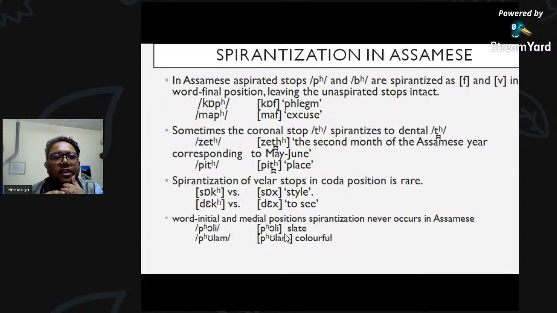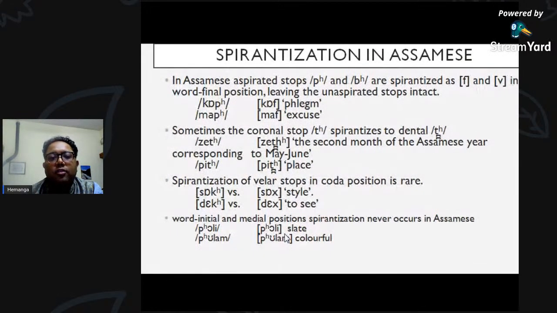So now you can see here, if something ends at cough, map, it turns into cough, muff. But sometimes like pit, it also becomes like the sock. Sometimes aspiration of aspirated stops in the coda position is rare. Sock, some people say sock. Deck, they say dech. The word initial and medial position aspiration never occurs in Assamese. Like poly, nowadays, I have heard some, especially the youngsters, make it poly as fully Pulam, Ekoni Pulam Gamusa.